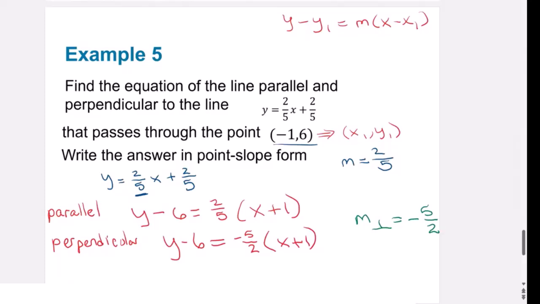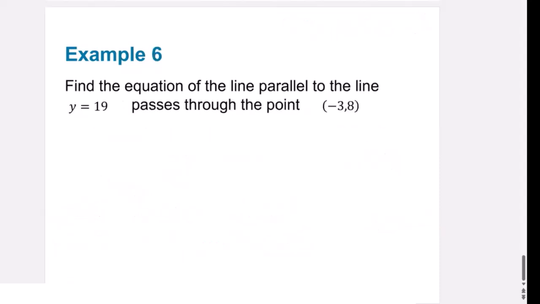Okay. And from here, if you want to change it into slope intercept, you solve for y. And then if you want to change into standard form, just get the x's and y's on the same side and the constant on the other. I think that that should be clear enough. If it's not, let me know and I'll be happy to either help or make another recording.